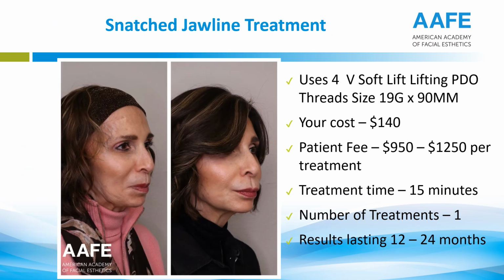Snatched jawline: this patient obviously didn't pay, but she makes a great model because that's my wife. Snatching back that jawline takes 4 VSoft lifting PDO threads, 2 on each side. Patient fee, if you're just doing a snatched jawline, can be easily $1,000 plus. It's literally a 15-minute procedure once you get well trained and get some experience.